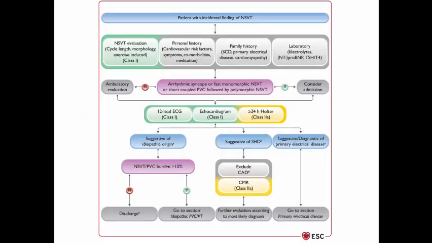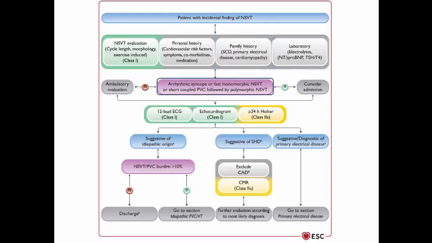Let's see this flow chart. If a patient has non-sustained VT, we need to evaluate the ECG for the cycle length, morphology of the non-sustained VT, and whether it is exercise-induced or not. Then, personal history to assess for risk factors for cardiovascular disease, any symptoms, especially syncope, comorbidities, and what medications this patient is taking. Then assess the family history for sudden cardiac death, any diagnosed channelopathy or cardiomyopathy, and of course check the labs, especially electrolytes, BMP, and thyroid function.